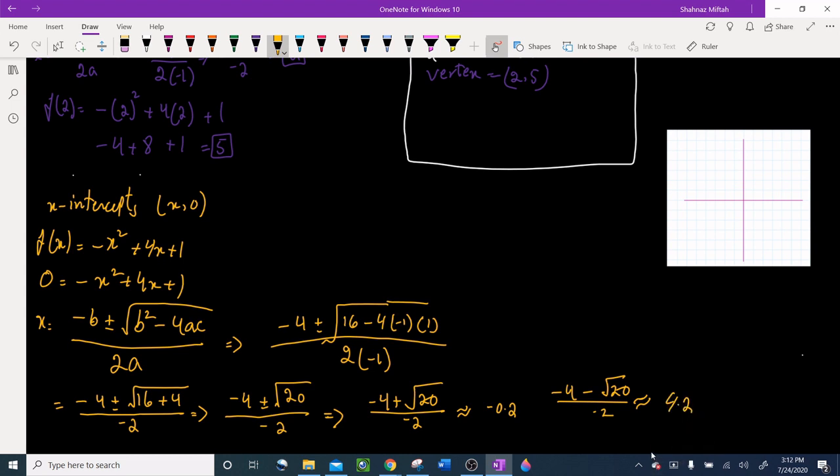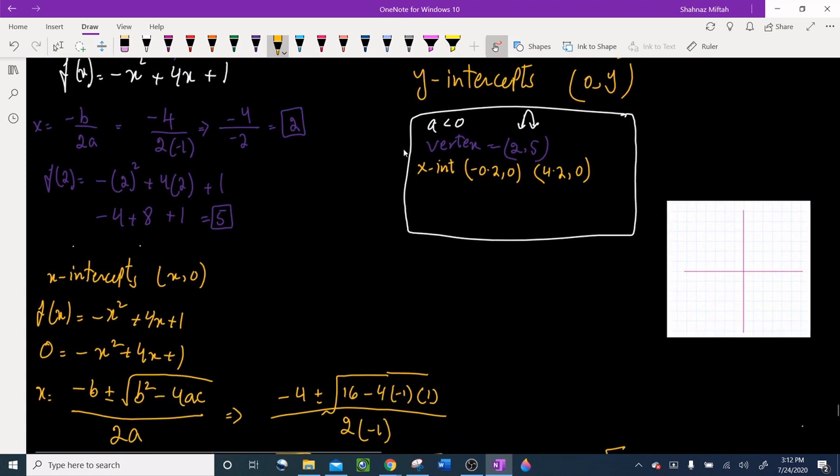So what are my x-intercepts? My x-intercepts, I'm going to write there, x-intercepts that I have: one is negative 0.20 and another one is 4.20. So these are my x-intercepts. Now I have to look for my y-intercept. Y-intercept means when x is always 0.